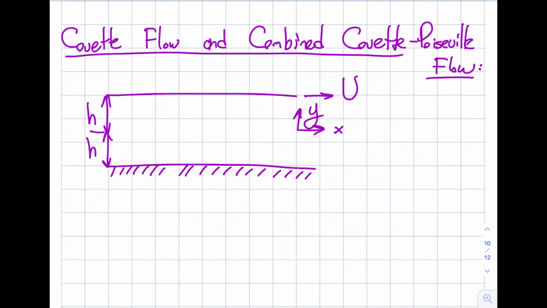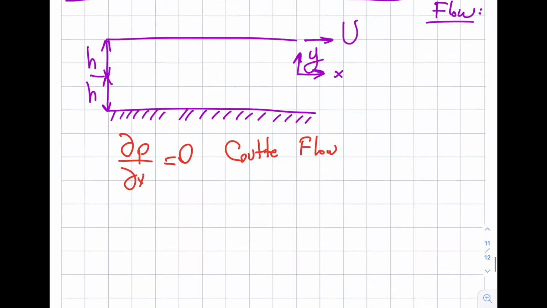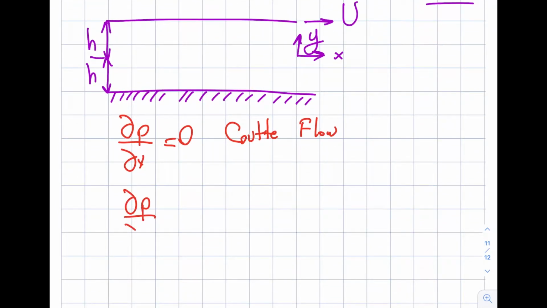Now let's talk about the Couette flow and combined Couette and Poiseuille flow. This differentiation basically depends on my del p del x value. If my del p del x in this particular case is equal to 0, I call this the Couette flow. If my del p del x is non-zero, it gets a little bit more complicated, so we call this Couette-Poiseuille flow.